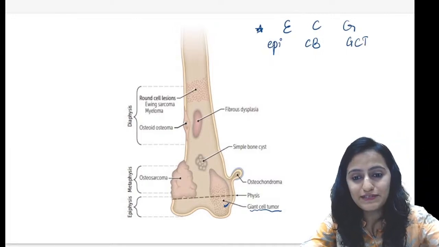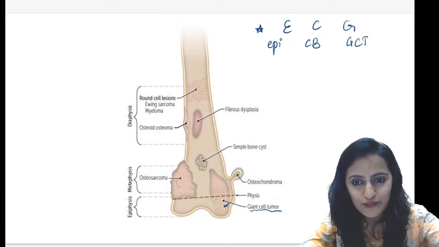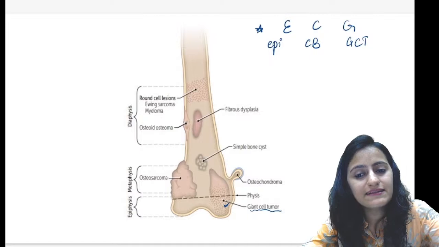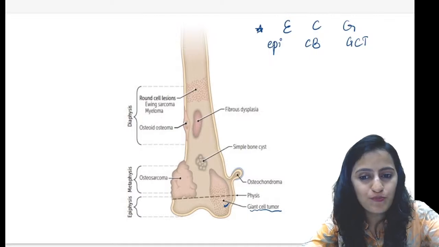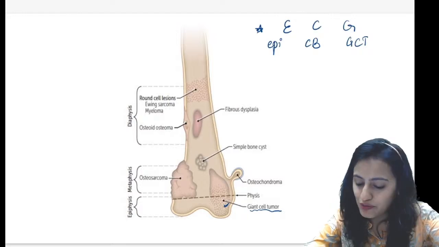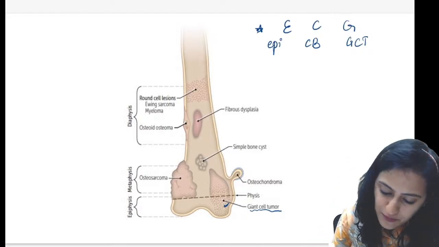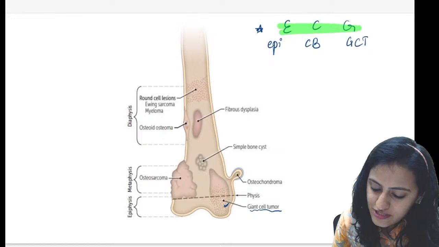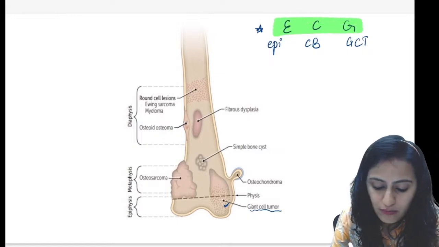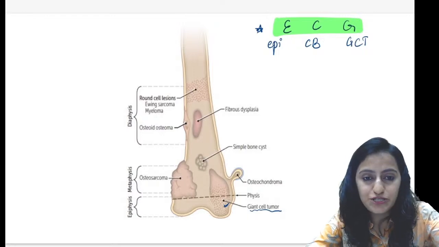Yes, Medico, definitely this is for FMG students also. This is for everyone. Okay, so the tumors occurring in the epiphysis are chondroblastoma and giant cell tumor. We will come to how we differentiate the two. So the first point to be remembered is ECG, that is epiphysis: chondroblastoma, not chondrosarcoma, and giant cell tumor.